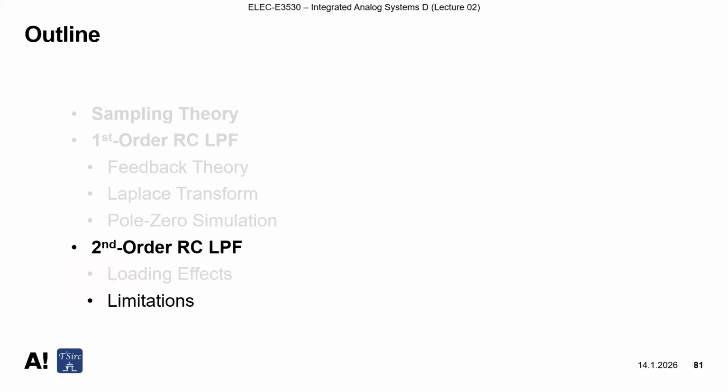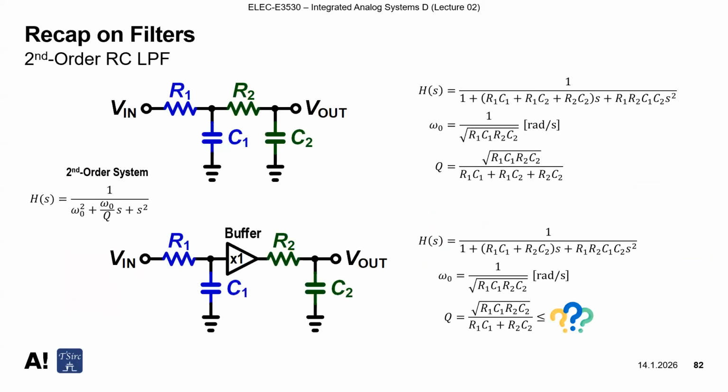Okay, then let's think about limitations of the RC low-pass filter. After calculating this Q factor, actually there exists some maximum value. This is another question I would like to ask. If you graduated high school, then you can solve this. What will be the maximum value of this Q factor? Any idea? Mathematical calculation at high school level.